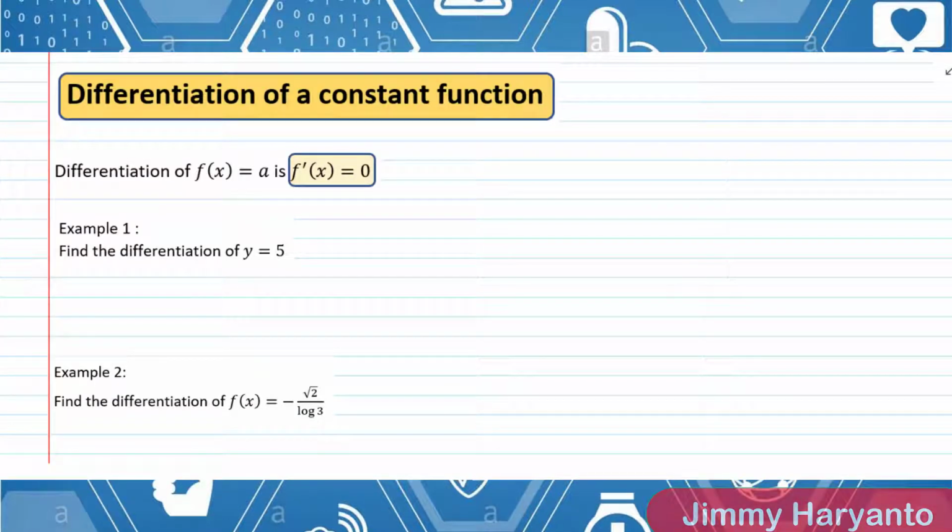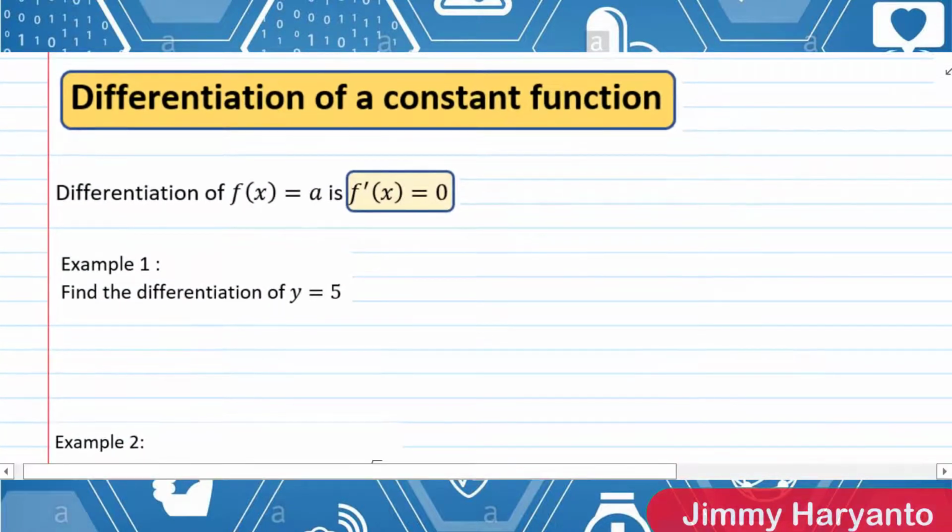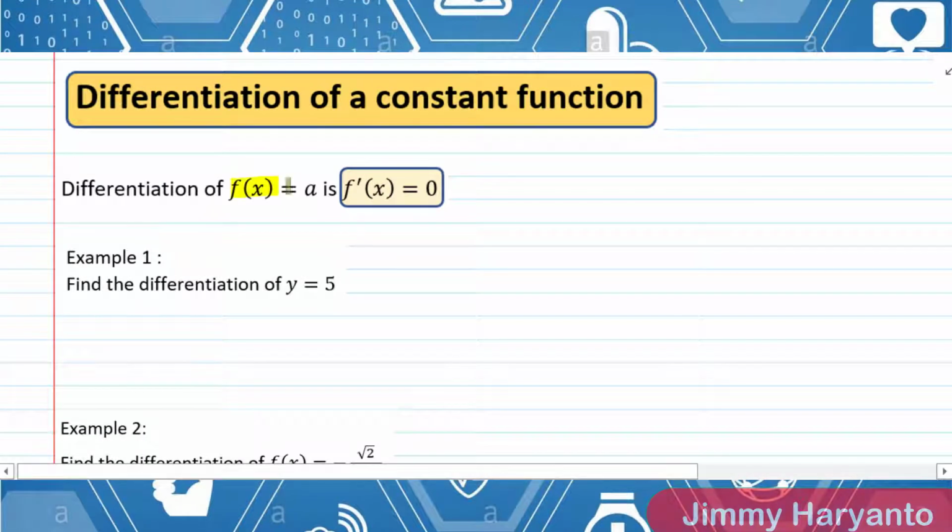But it will be annoying if we use limit every time we solve a question. Yeah? So I will give you the method, the easiest way to differentiate a function. First I will teach you how to differentiate a constant function. A constant function is something like x equals to a number. When a number without variables is differentiated, it will give us 0.